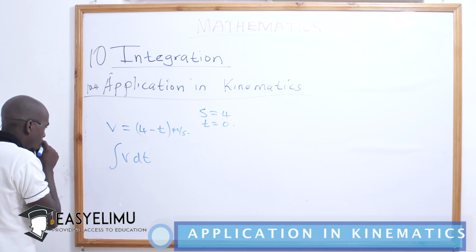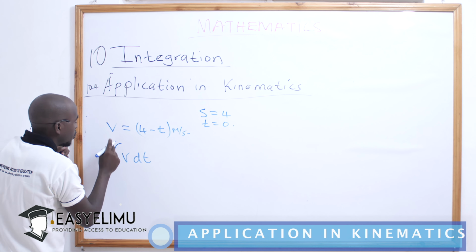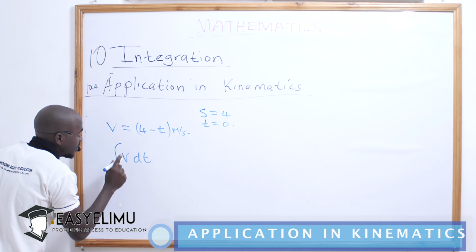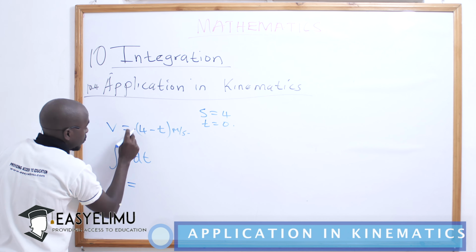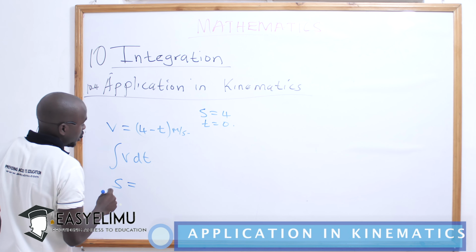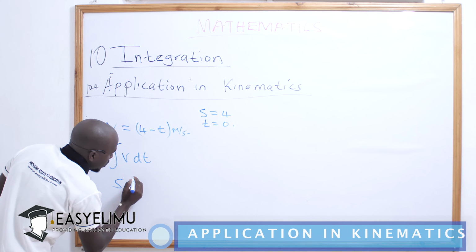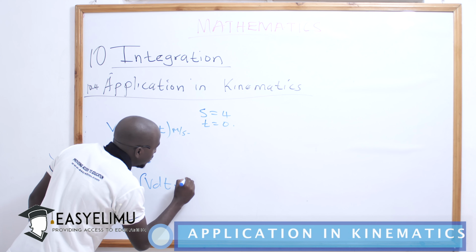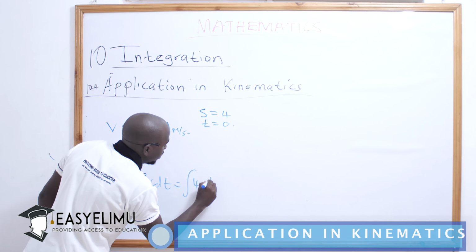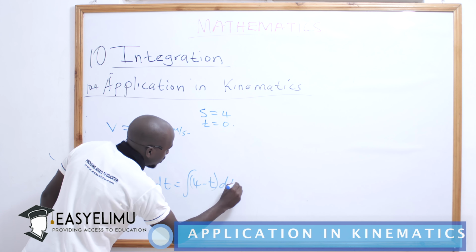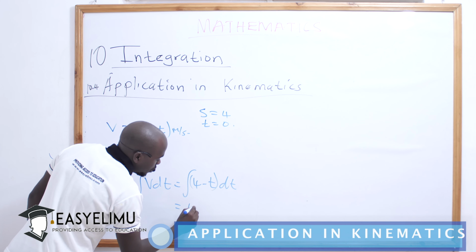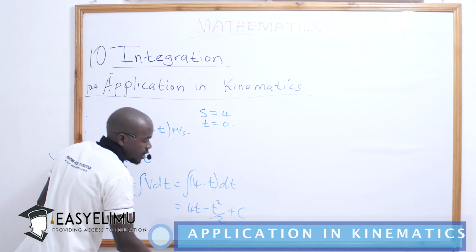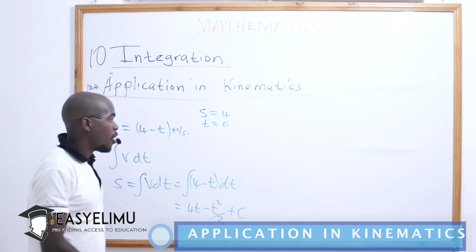So we are going to have v as 4 minus t m/s, that is the s. Now it will give us the integration of v dt, which is the integration of 4 minus t dt. And this is going to give us 4t minus t squared over 2 plus c. C is the constant of integration.